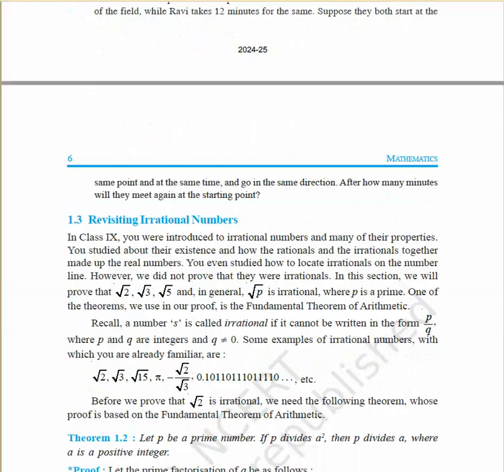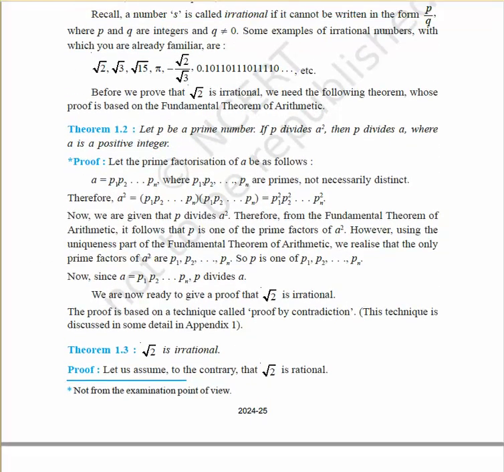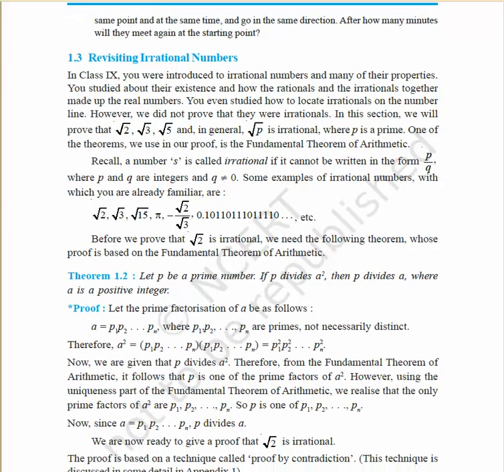Let's move on to the next topic, which is the irrational numbers. In class 9th, you were introduced to the irrational numbers and many of their properties. You have studied about their existence and how the rational and irrational together made up the real numbers. You even studied how to locate irrationals on the number line. However, we did not prove that they were irrational. In this section, we will prove that these numbers are irrational where p is a prime number.